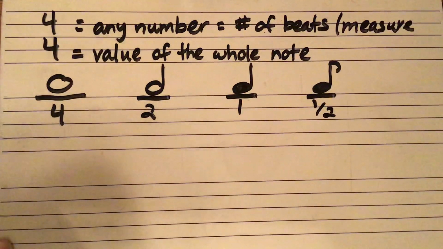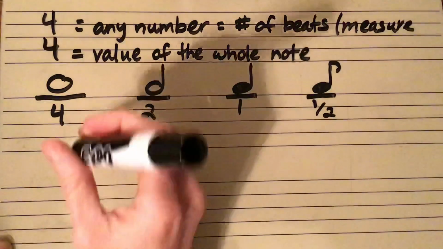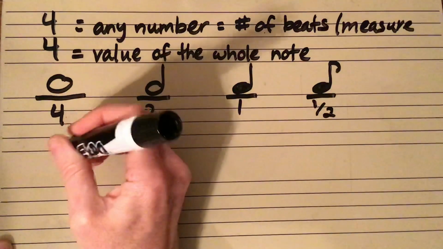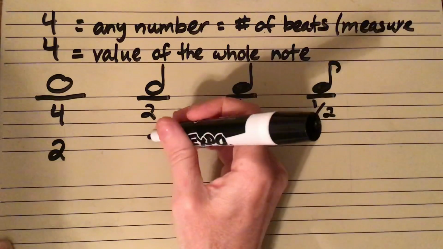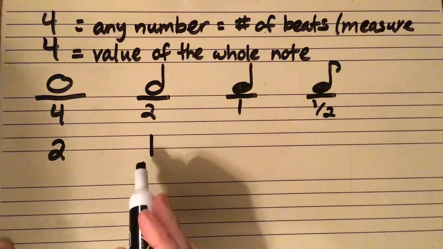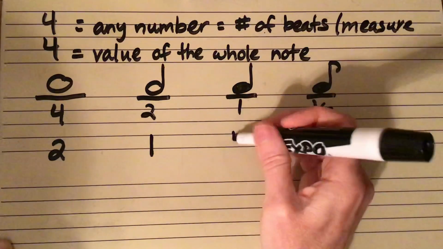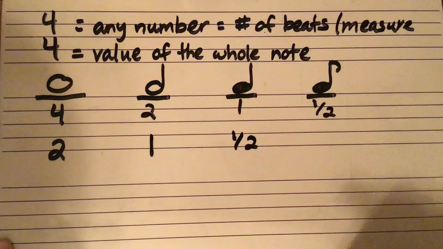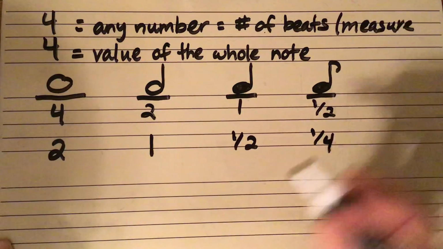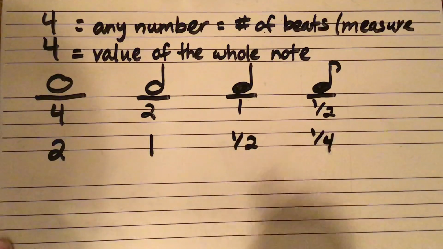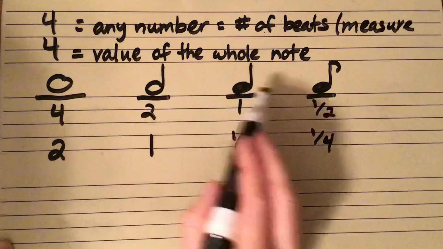So now I can have my whole note be something different. It could be 2 beats. If my whole note is worth 2 beats, half of that is 1. Half of 1 is 1/2, and half of 1/2 is 1/4. And these are all the values of these notes.